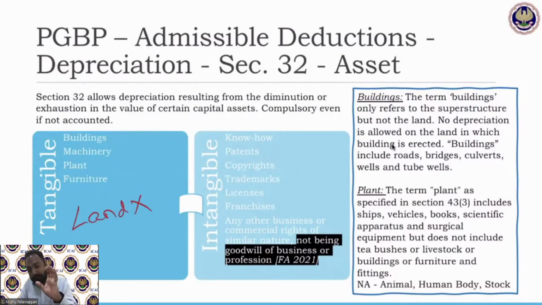Now building also includes roads, bridges, culverts, wells and tubewells. What is a culvert? It's like a small water passage. So all these things are actually called buildings only. Though it is something more than a building, it is still considered a building for the purpose of the Income Tax Act. So the roads, bridges, culverts, wells and tubewells are also called building.